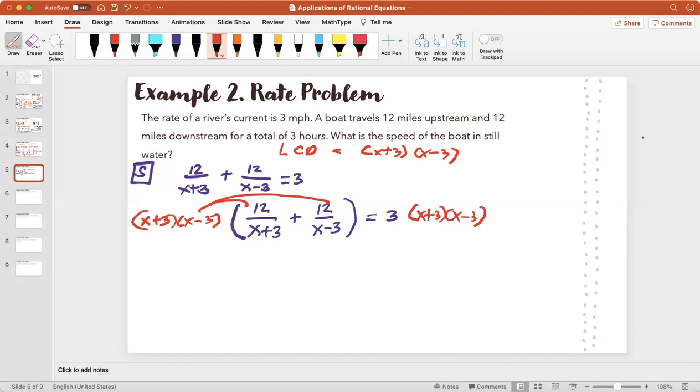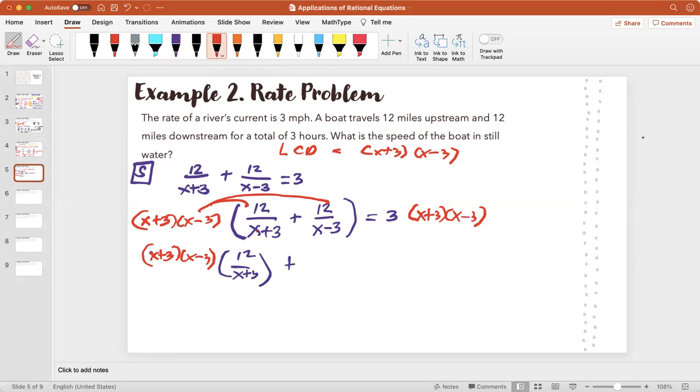When we use distributive property, what do we cancel here? What can we cancel here? All right, let's look at it. We'll get to cancel x plus 3, right? Let me write that. So this is times 12 over x plus 3 plus.